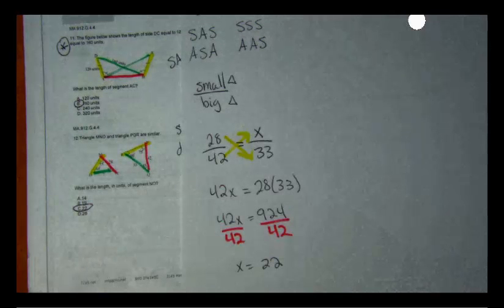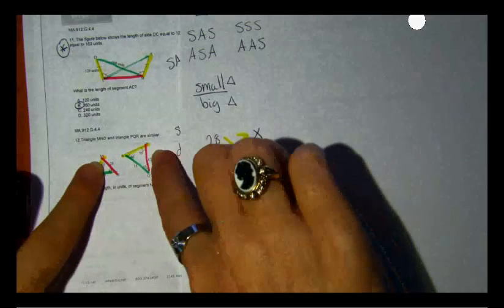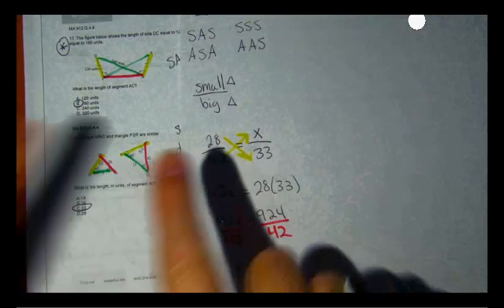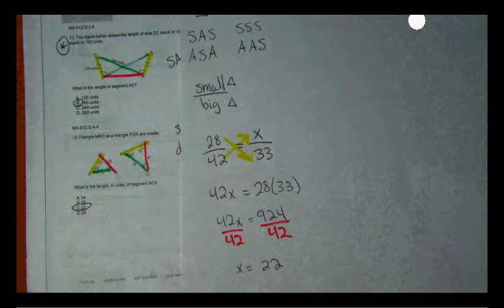Okay, so this is not going to be on our final, but stuff like this will show up on the end of course. And you just set the matching sides, like this, the red sides in one fraction, the green sides in the other fraction. Make sure you do small over big and then cross multiply.